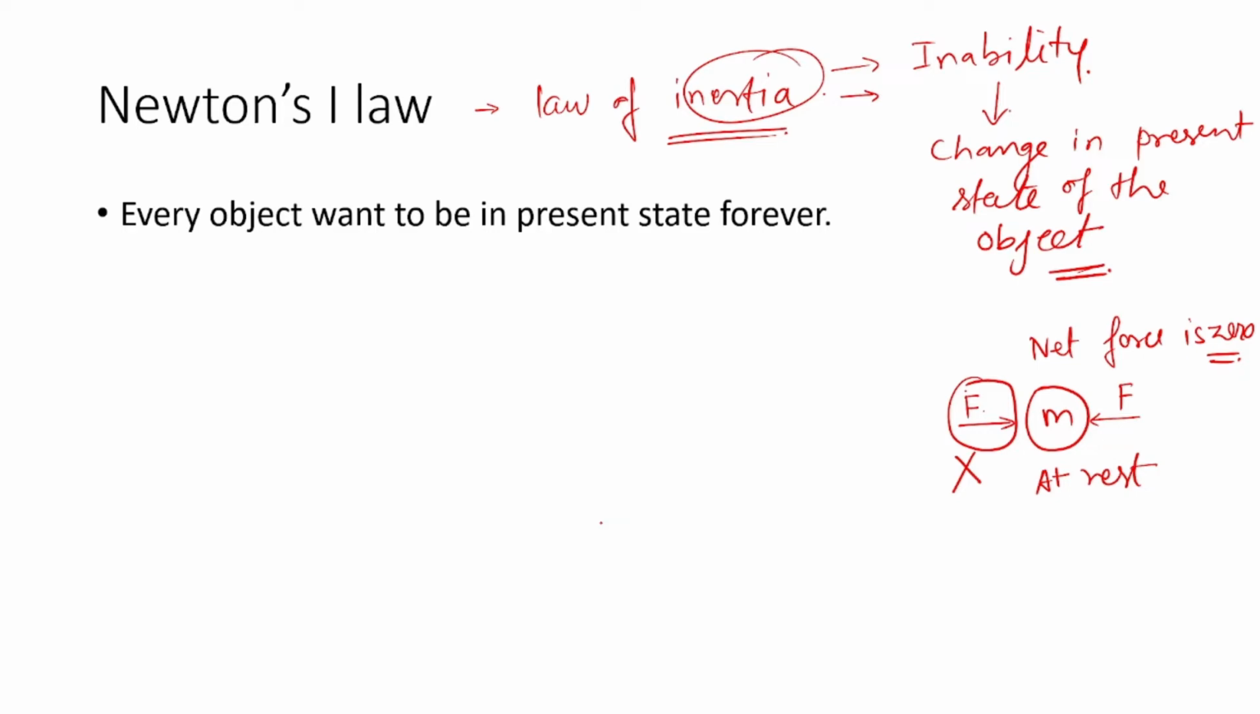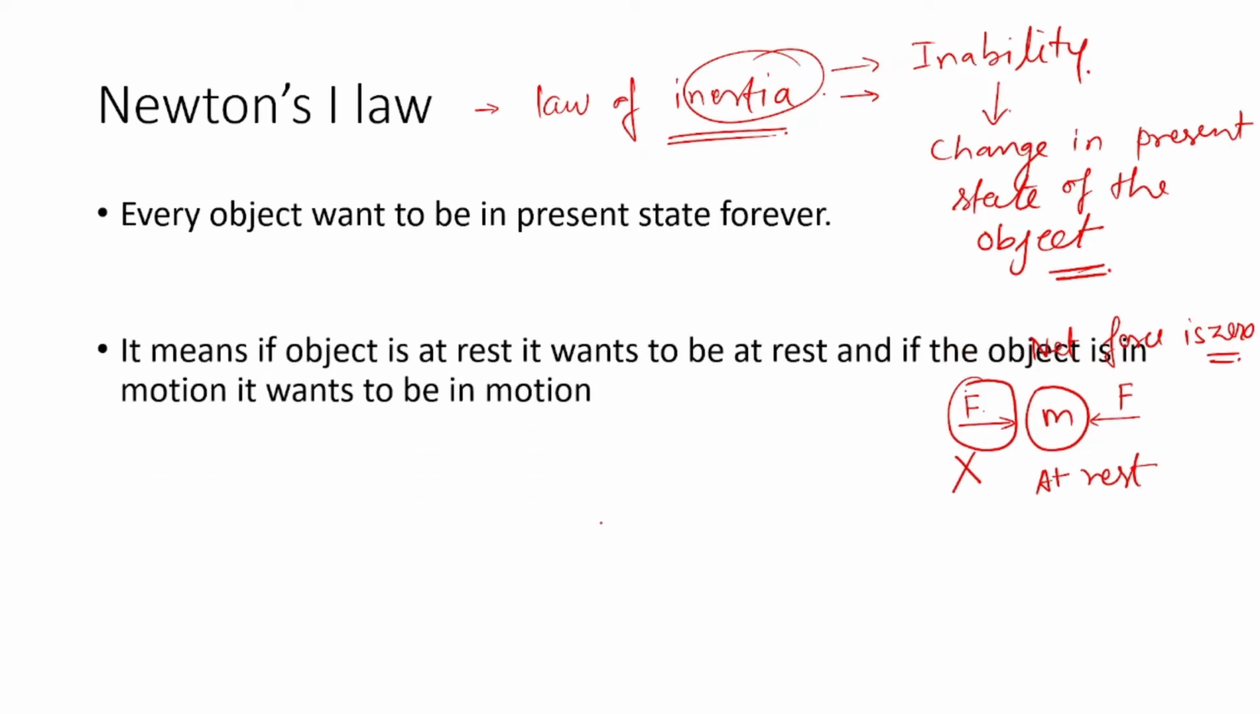Now let me elaborate it. We can say that an object can be in two situations. For example, it can be at rest or it can be in motion. If an object is at rest, it wants to be at rest, and if the object is in motion, it wants to be in motion until and unless there is an unbalanced external force acting on that object.